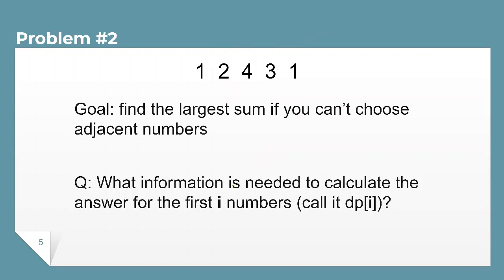So, okay, question. What information is needed to calculate the answer for the first i numbers? And let's call this answer DP[i]. This is another method of approaching a DP problem, or dynamic programming problem. The previous one was kind of like an optimization of a recursive solution. This is another way to approach the problem, which is find the answer to the problem that you ask for a certain subset.